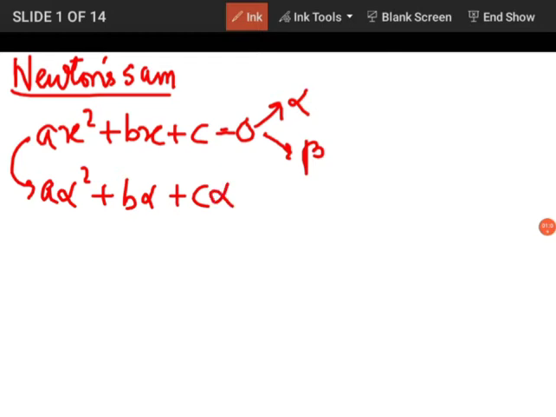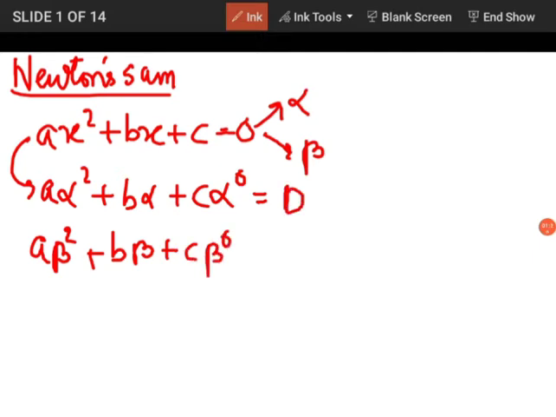Is it wrong if I write something like this? No, right? Because alpha raised to the power 0 will be 1 and c multiplied by 1 will be c. Similarly, we can write it as beta square plus b beta plus c beta raised to the power 0 is equals to 0.